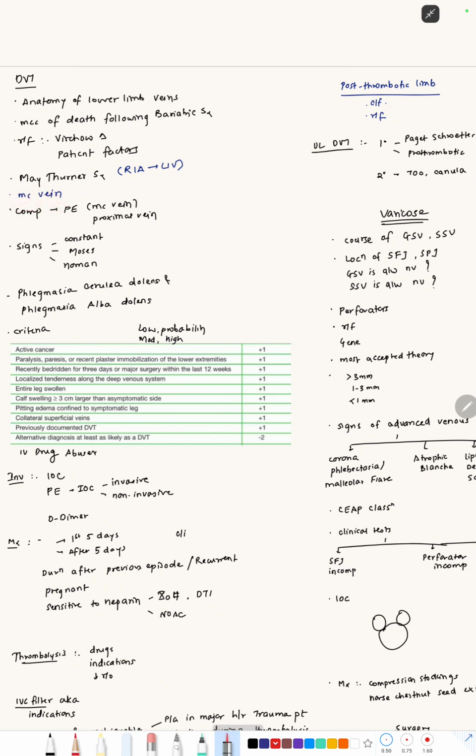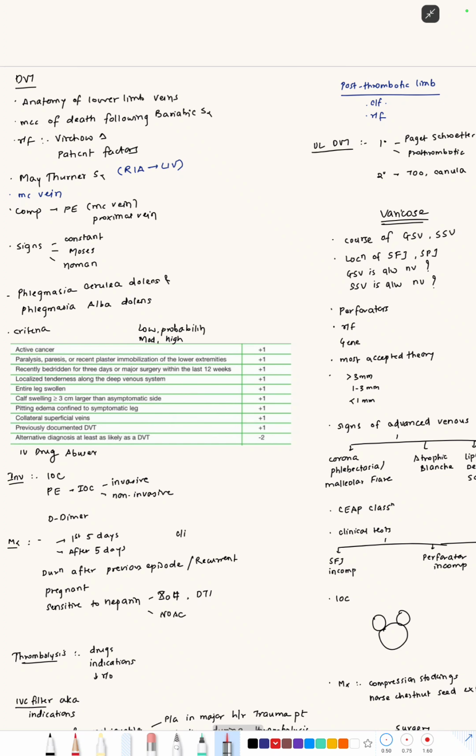Then the most common vein that is involved in the DVT is going to be the calf veins or the soleal veins. Then talking about the complications. So there are two important complications of DVT: post-thrombotic limb and pulmonary embolism. Pulmonary embolism leads to sudden onset shortness of breath and all. The most common vein that is involved in pulmonary embolism is going to be iliofemoral vein. The proximal veins generally have a higher propensity of pulmonary embolism.